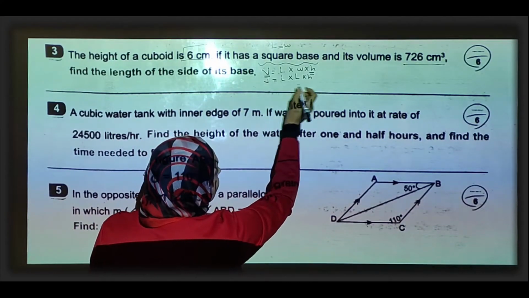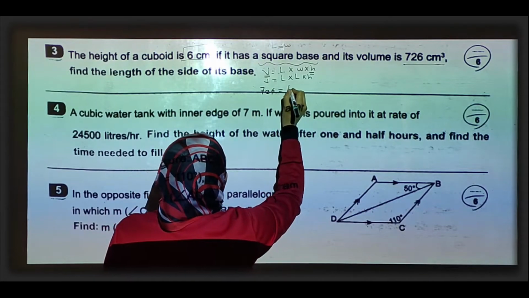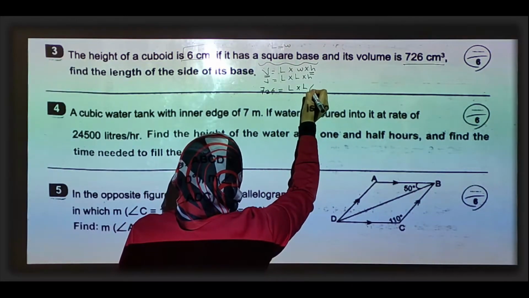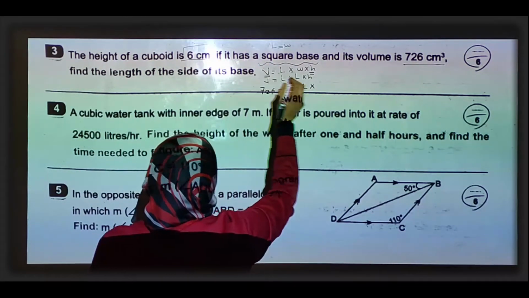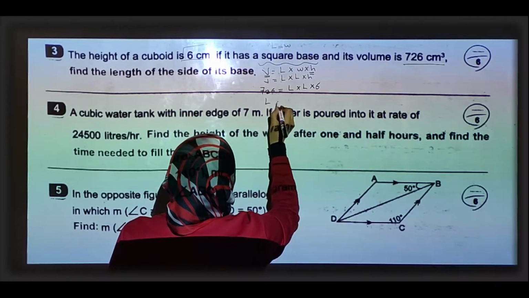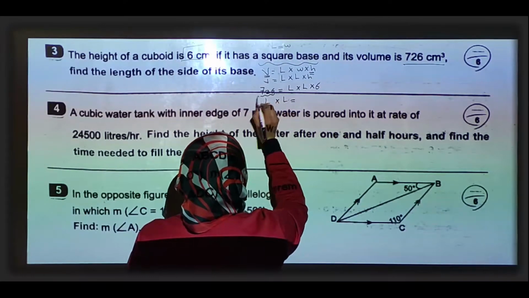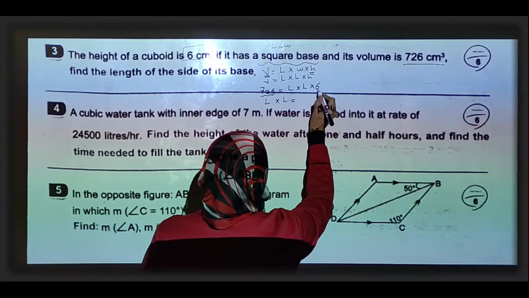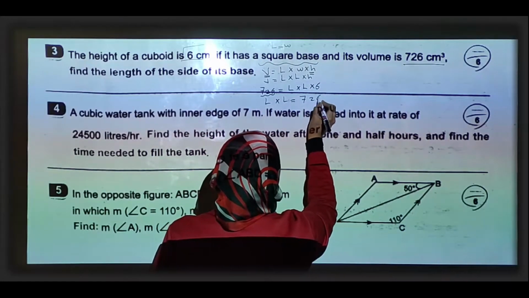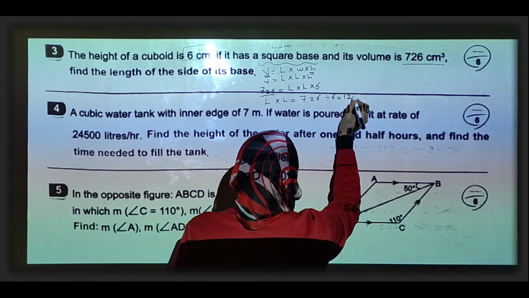So the volume is 726 equals length times length times height. Height is 6. Length times length equals what? Equals 726 dividing 6, which is 121.